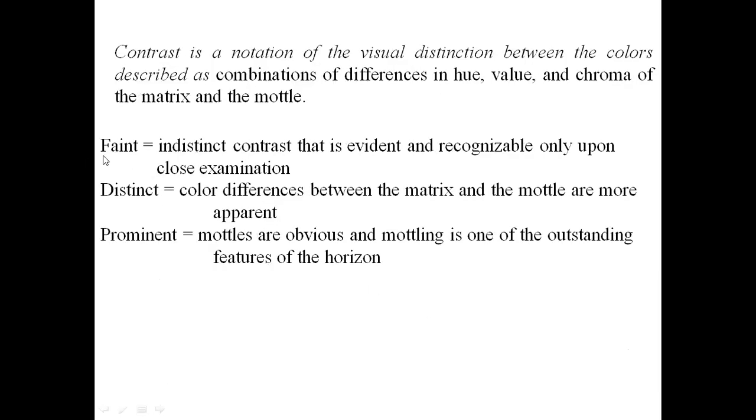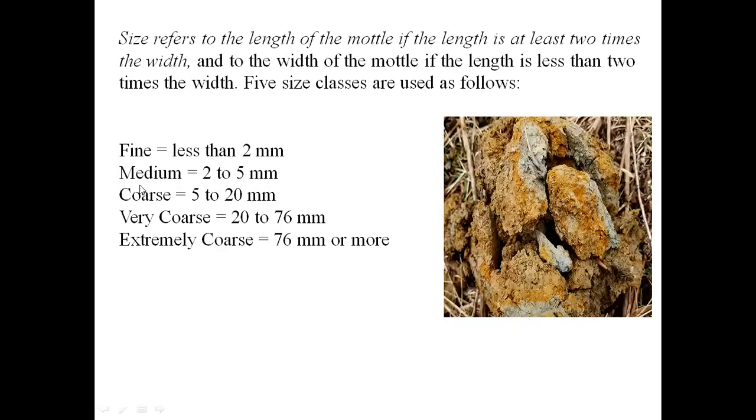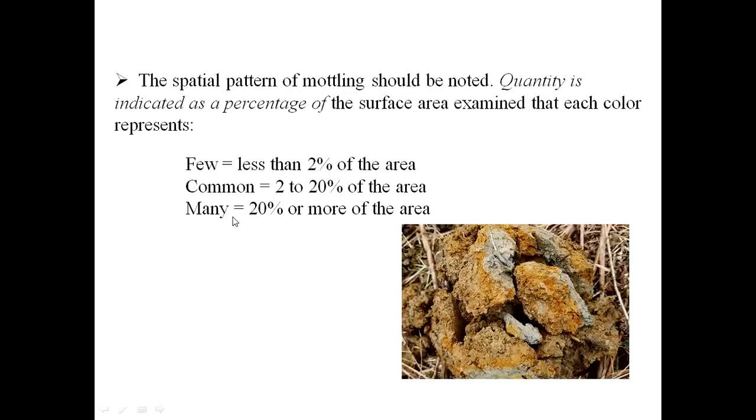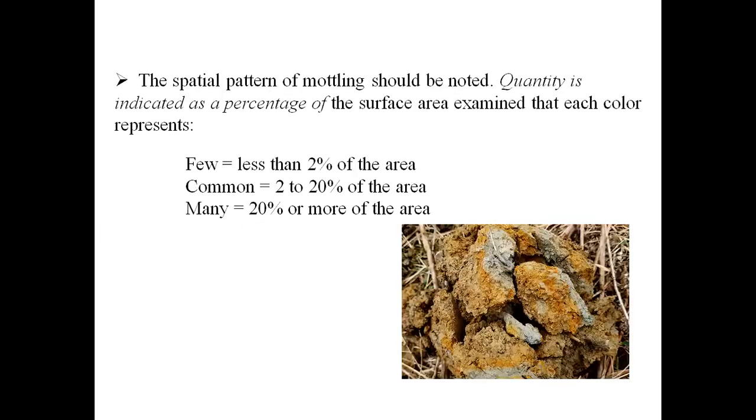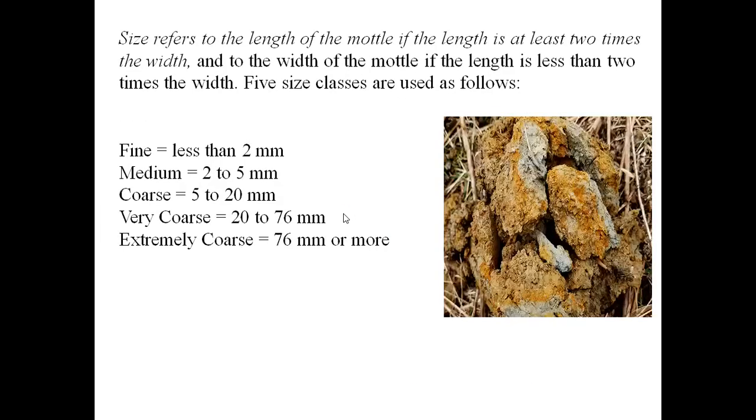Please remember these words, students: faint, distinct, and prominent, because it is very difficult to understand in theory. Once you are at field level you can understand, but make some basic idea regarding these words: faint, distinct, and prominent. And also these: fine, medium, coarse, very coarse, and extremely coarse. And this one: few, common, and many. These are new words. I hope you may not have heard these words in the past, but make a note of all these things.